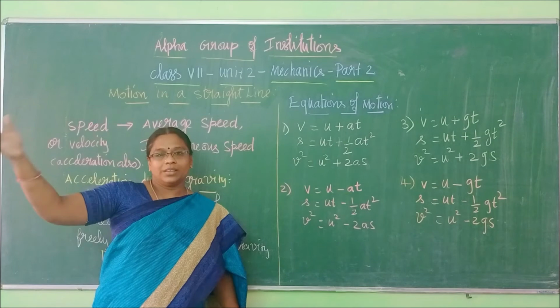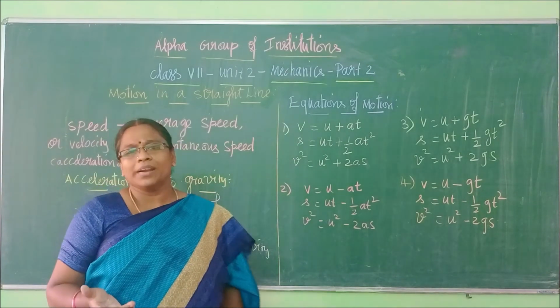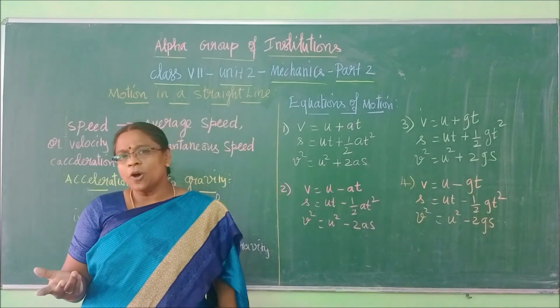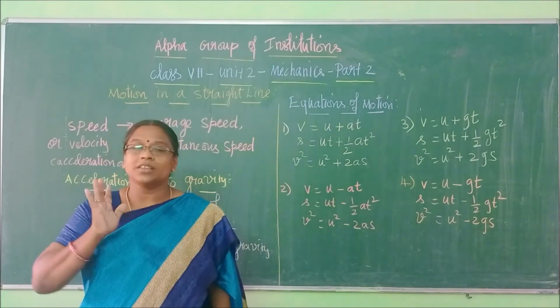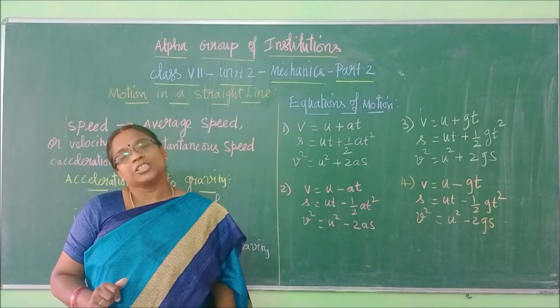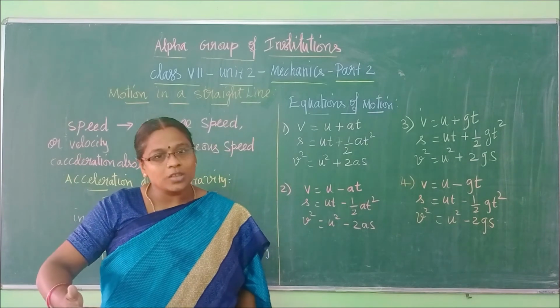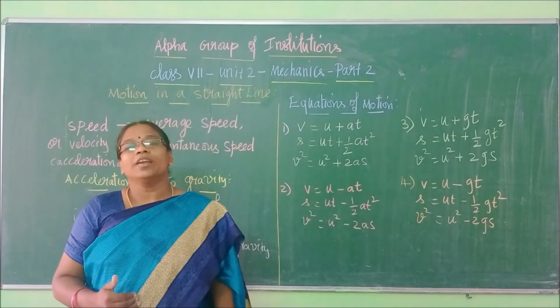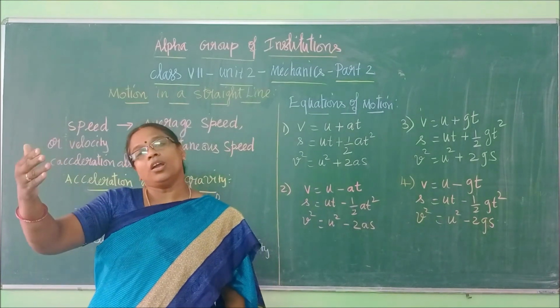That speed is the same as velocity, because speed is also distance by time, and velocity is also distance by time, but what distance? The shortest distance, which is called displacement. Then that average speed or average velocity, when you again divide it by time, you will get average acceleration.